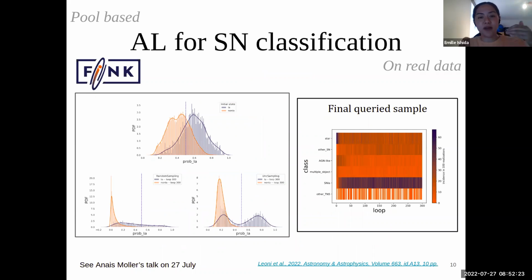And then the next step would be to apply this to real data. I am not going to talk too much about this because Anais has a talk later today, and she's going to talk more about the Fink broker and how the systems are incorporated in there. But just so you have an idea of how this representativeness issue evolves through the iterations.